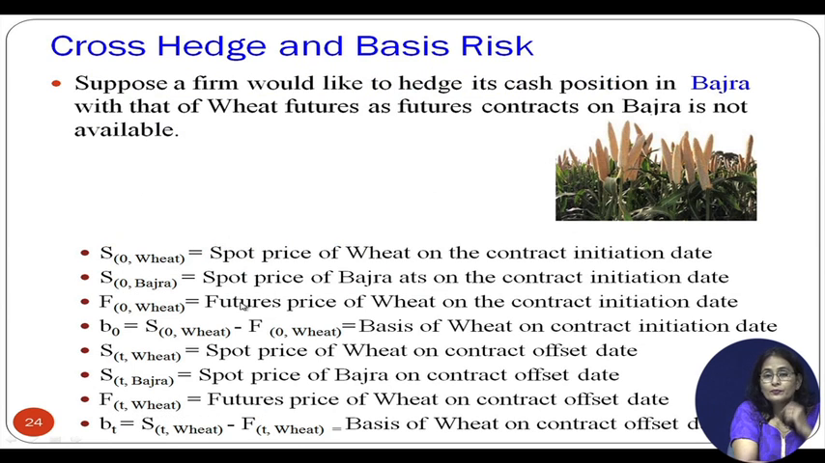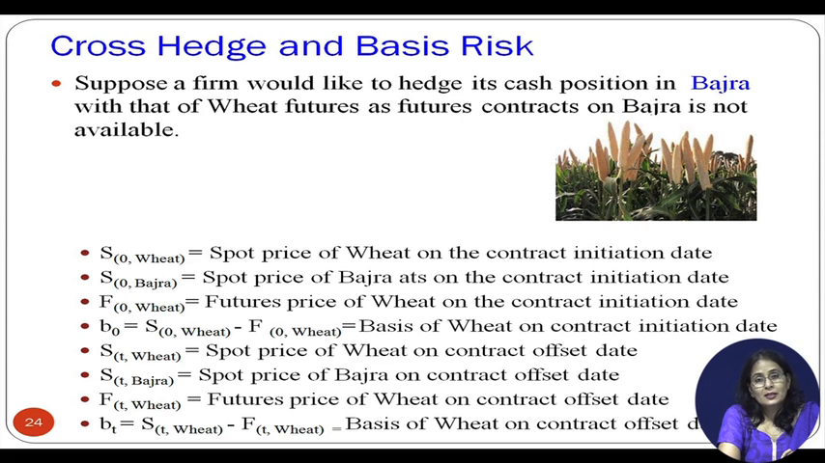Let's go to our discussion on bajra. Let's say a farmer is producing bajra, and bajra futures contracts are not listed in a commodity exchange. So the farmer does some basic correlation analysis of the price of bajra and the wheat prices, and finds that both prices are closely related or closely correlated. So the farmer can safely use the wheat futures contract listed in commodity exchanges to mitigate its own price risk.